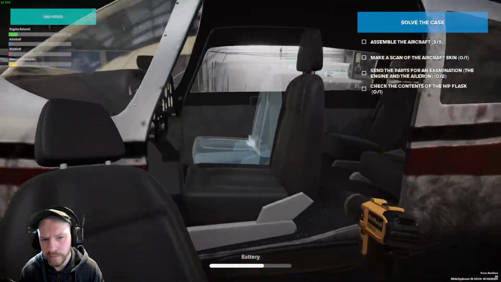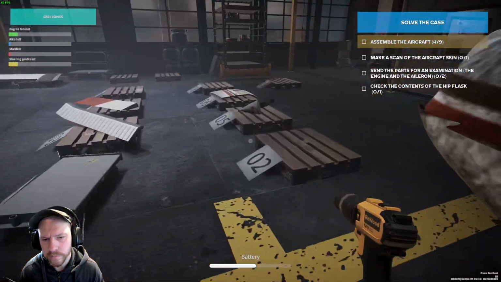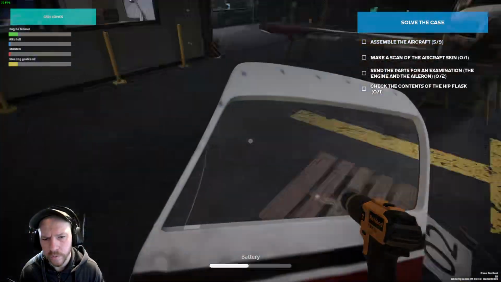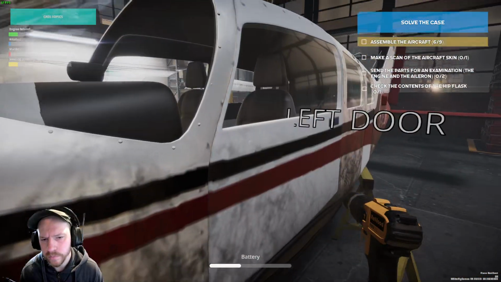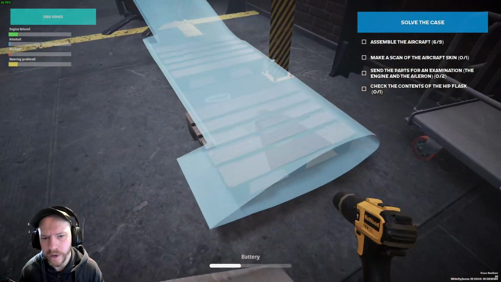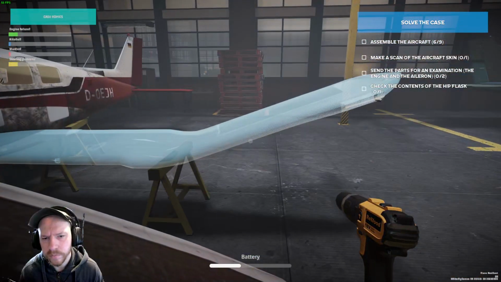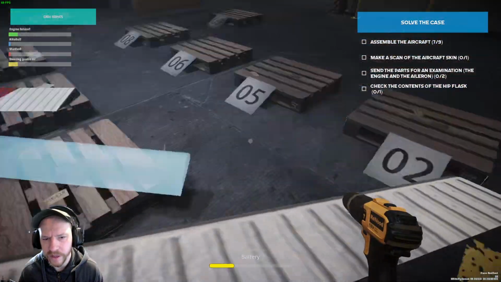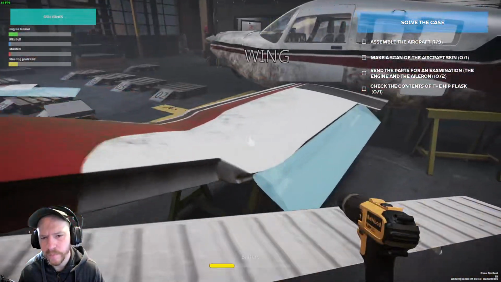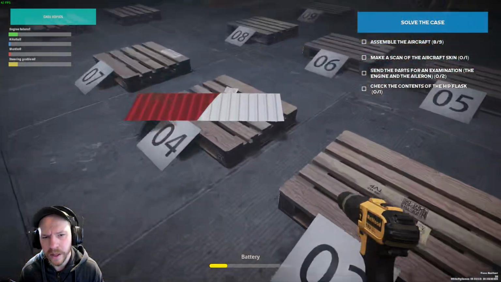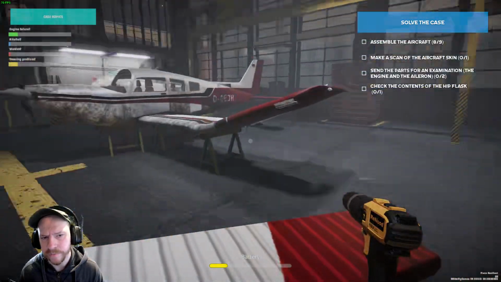Okay, why can I not? We have the prop. We have the left door. We have the wing. Right, we have the flap. And we have the aileron.